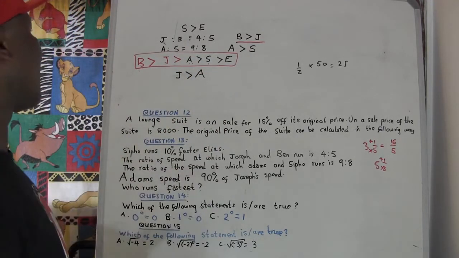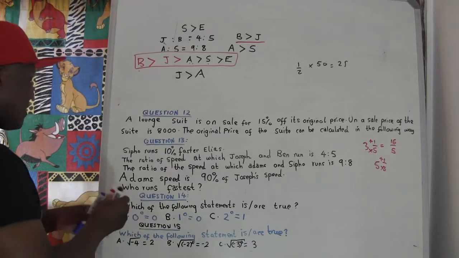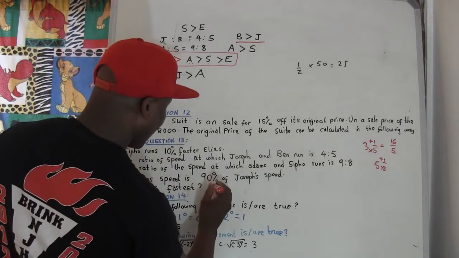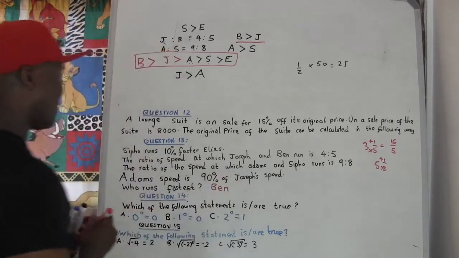So now, who runs fastest? Ben is running the fastest. Ben is the fastest. Okay.